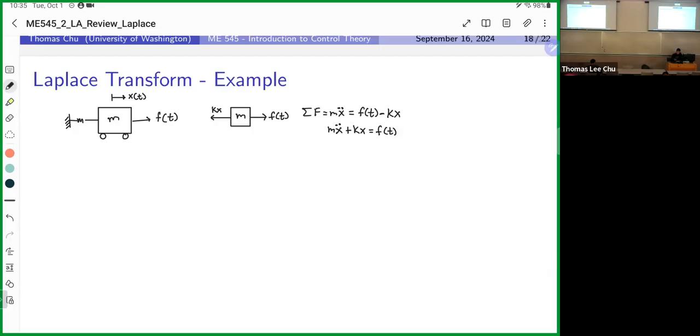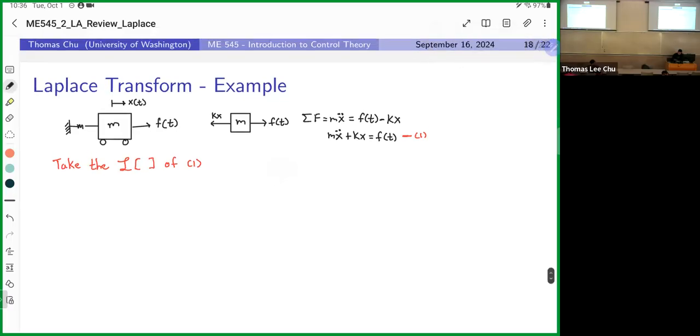So what we want to do is take the Laplace transform of this differential equation right here. So I'm going to mark this as 1. So we want to take the Laplace transform. I'll just denote it by this curly L with this empty bracket. So this is our operator of equation 1. And before I do that, I'm going to copy the table from the previous page so you can see what I'm doing.